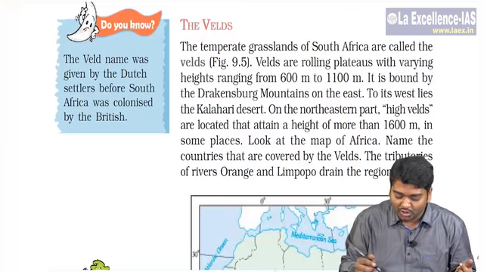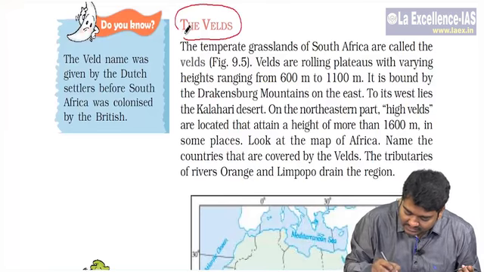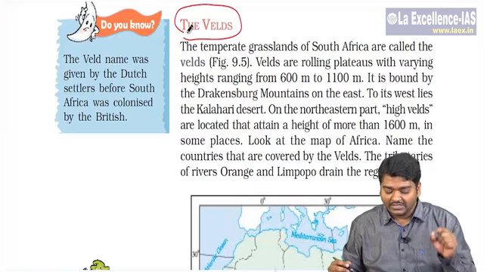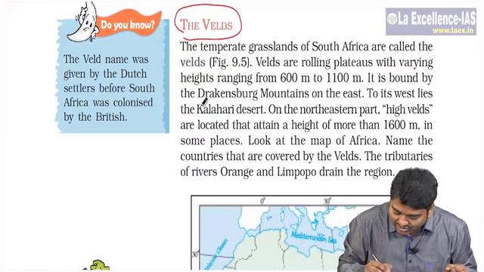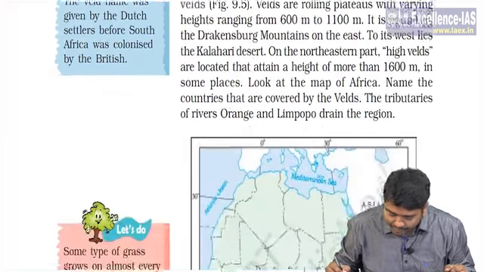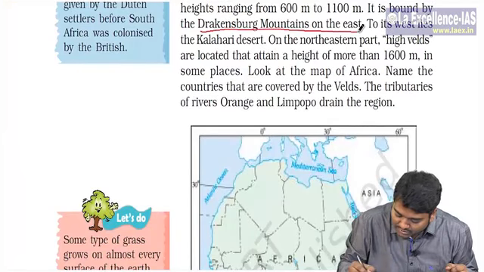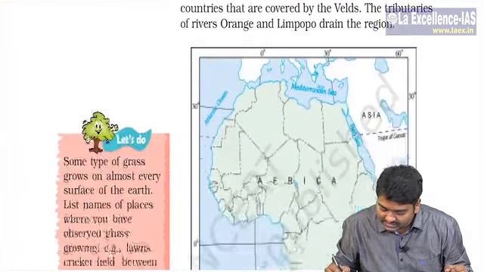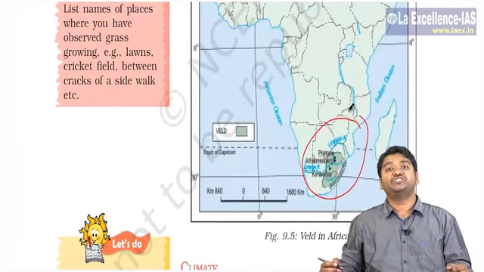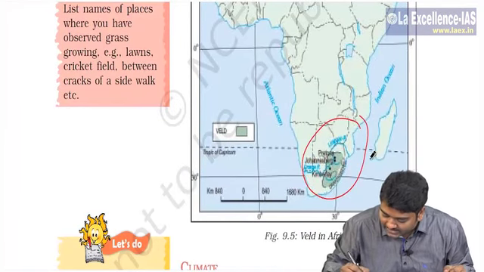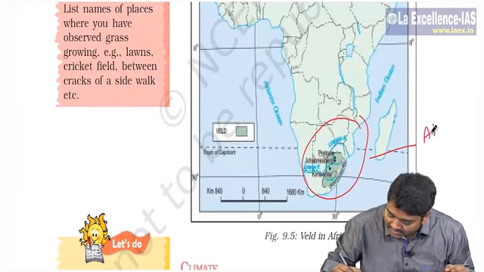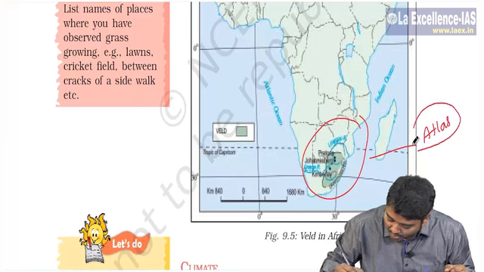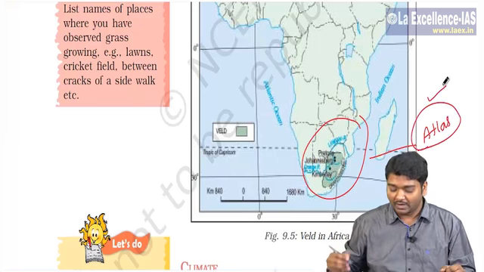Next, we are talking about the velds in South Africa, right? So here, it is bound by Drakensberg Mountains on the east and Kalahari Desert on the west. Can you see this? You have Orange River, Limpopo River. Please locate these in your atlas. It's very, very important for you to look at it, right?